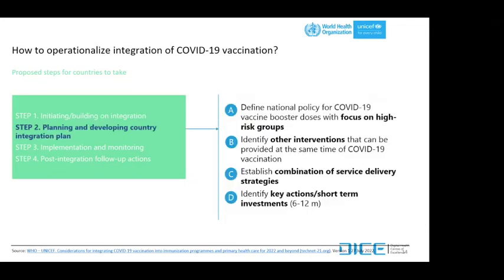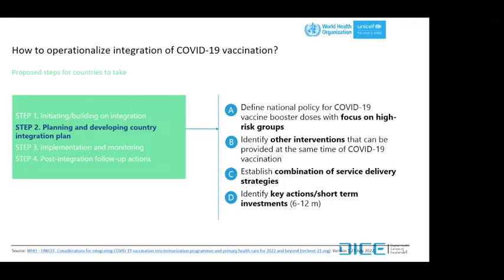The second one involves all the discussions and a lot of thinking that needs to be put in order to define what we call A, B, C, D. A, define a national policy for COVID vaccine booster doses. That means who is going to be vaccinated, which groups. Are we talking about the general population? Are we talking only about high-risk groups? I'm going to provide some potential responses to these questions in the coming slides. B, what other interventions could be delivered at the same time as the COVID vaccine.